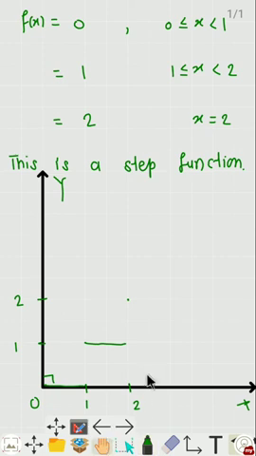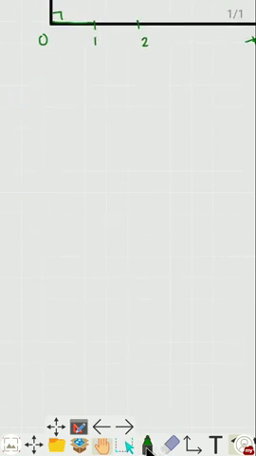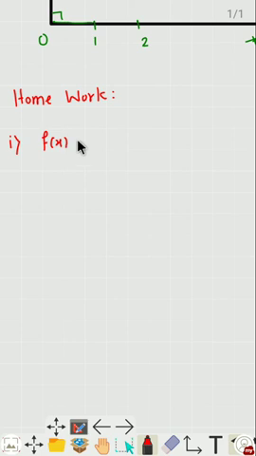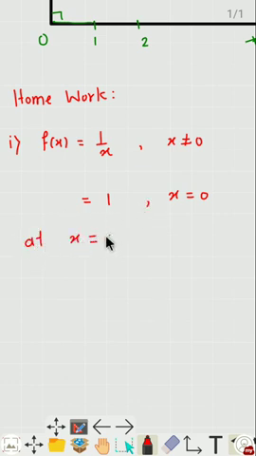Similarly, I would like to give you homework to check the differentiability of functions. Check the differentiability of these functions. The first function is f of x equal to 1 upon x when x is not equal to 0, and equal to 1 when x is equal to 0. We have to check the differentiability at x equal to 0.